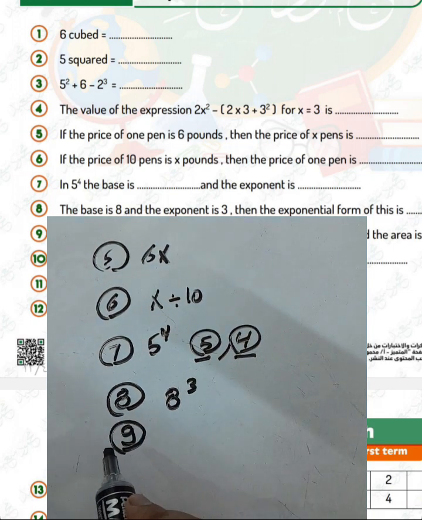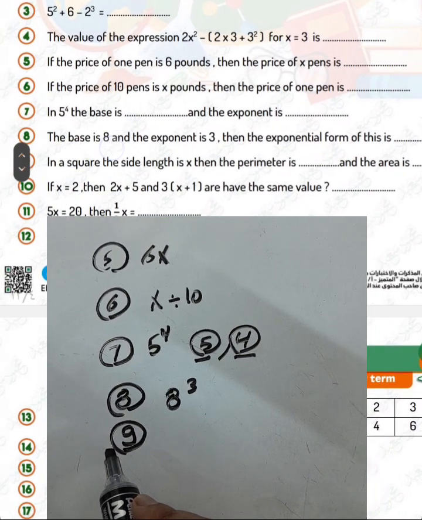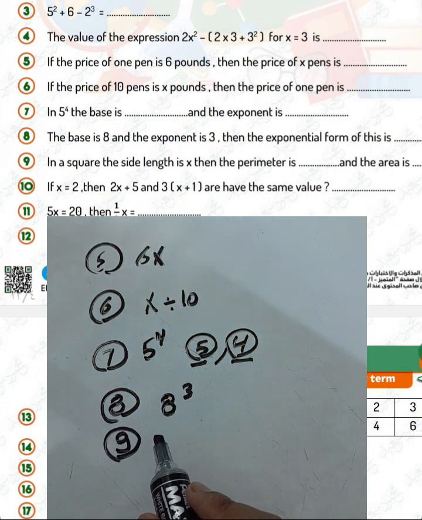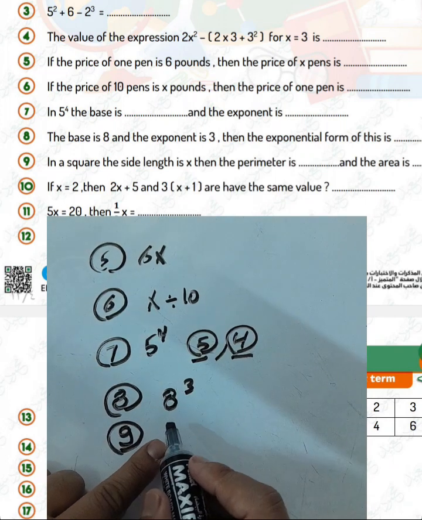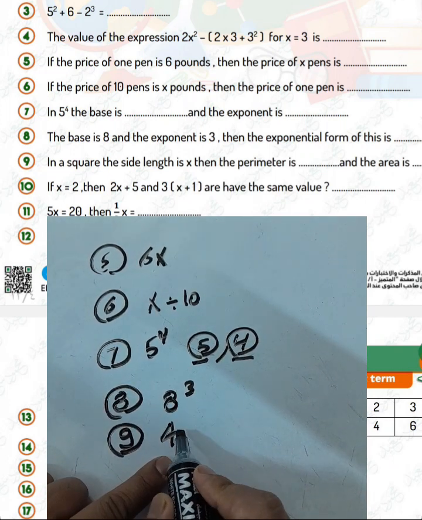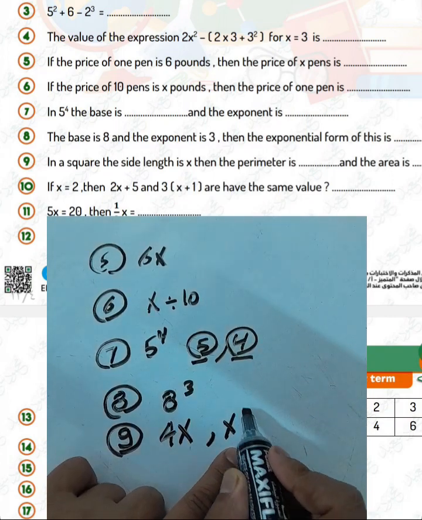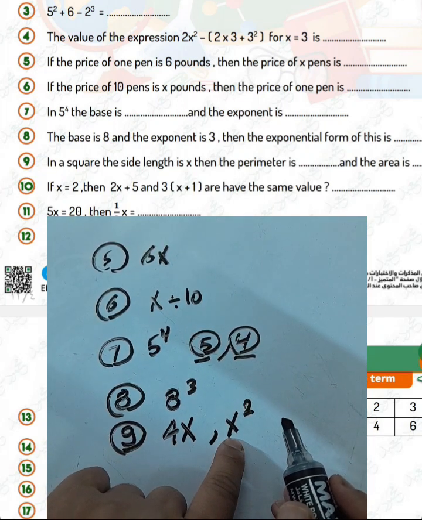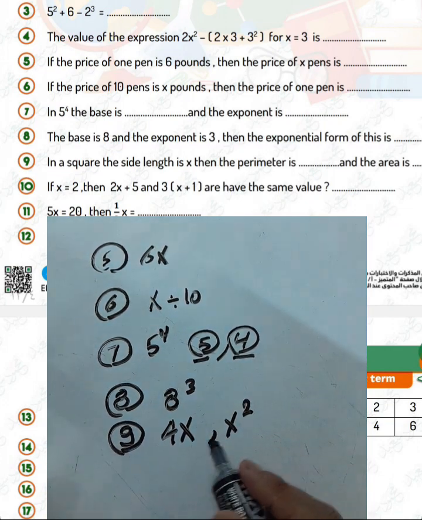Question number 9. In the square, the side length is x. Then the perimeter is 4x, because the perimeter of a square is 4 times the side. So we write 4 multiplied by the side length x. And the area will be x multiplied by itself, x power 2. The area of a square equals side times side, x by x equals x power 2, and the perimeter equals side by 4, which is 4x.